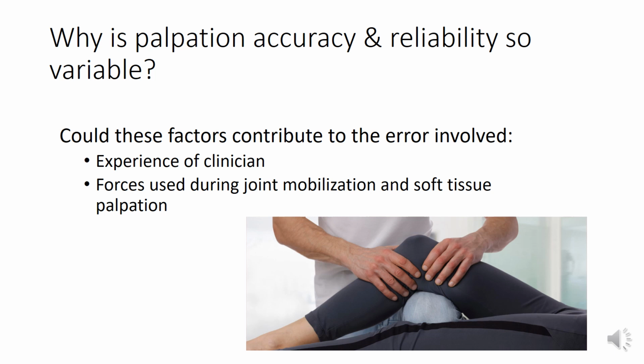As we've seen, the reliability of palpation can be quite variable. That is, it can actually have quite a large range of values depending on the study and context. So why is that so? And what are the factors that contribute to this variability? There are probably multiple factors that may have contributed to the variability. Here, we're going to have a brief look at two of these factors: the experience level of the clinician and the consistency of the forces used during joint mobilizations and soft tissue palpation.